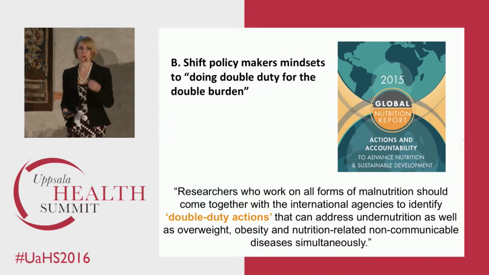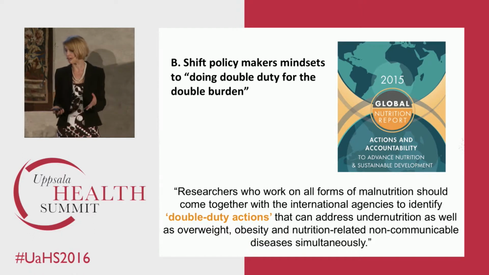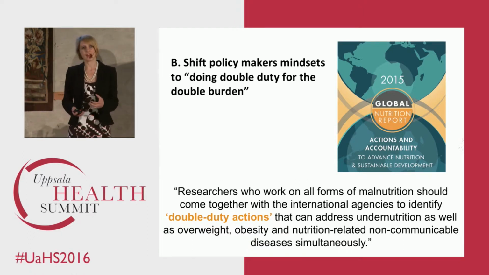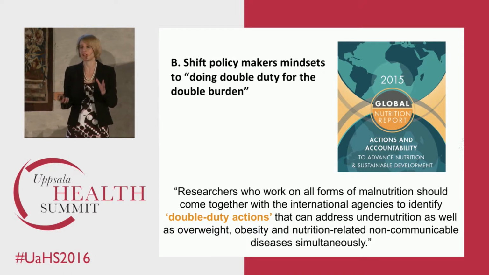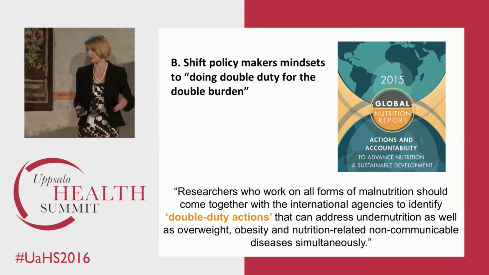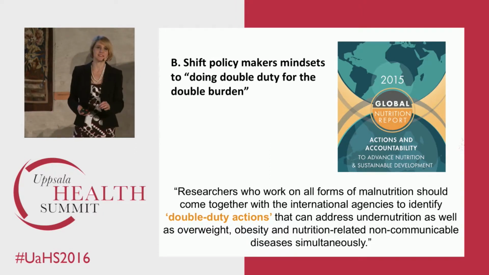The second thing is we need to shift policy maker mindsets around the world. We have a bigger problem of malnutrition, and if you're in an aid agency in Sweden or Norway, it applies to your development aid. If you're in a high-income country with a double burden, it applies, and it applies to all of those countries with multiple burdens. But the idea is that we need to make our food policies do double duty.